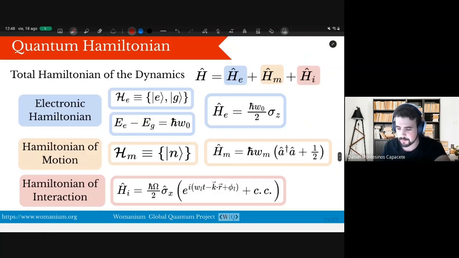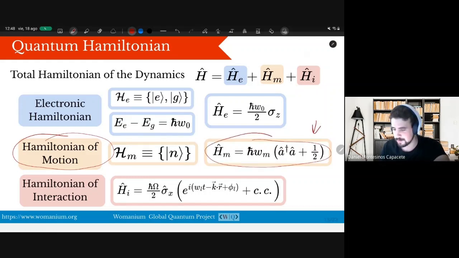Apart from that, the motion of the ion we have discussed in the classical treatment, that at the end we are going to have a harmonic motion. So in here we have the quantum Hamiltonian for the harmonic motion, and this is the corresponding Hilbert space for the harmonic motion. I know this is also something that you will probably not be aware of, but just take it as it is, because to explain this properly we would need a few lectures.